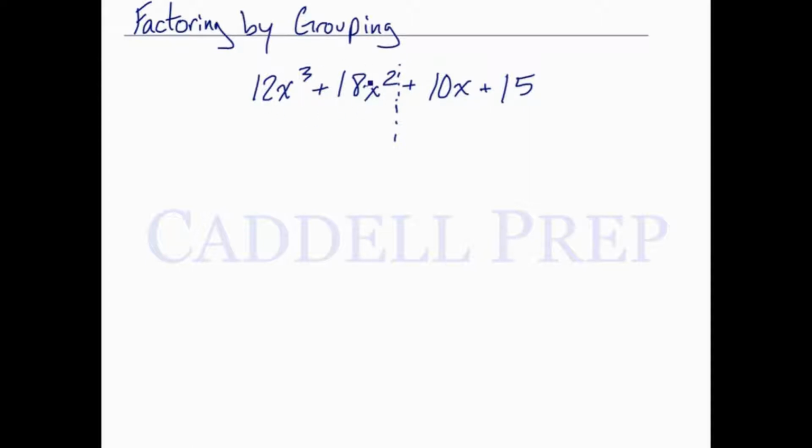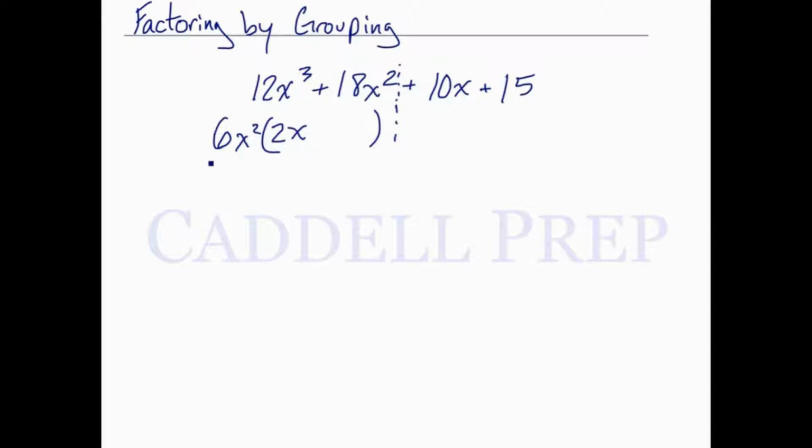Let's only look at these first two terms. We're going to factor out the greatest common factor from these two terms. 6 goes into both, and so does x squared. So now divide both of these by 6x squared since we're factoring it out. 12 divided by 6 is 2. X cubed divided by x squared is x.